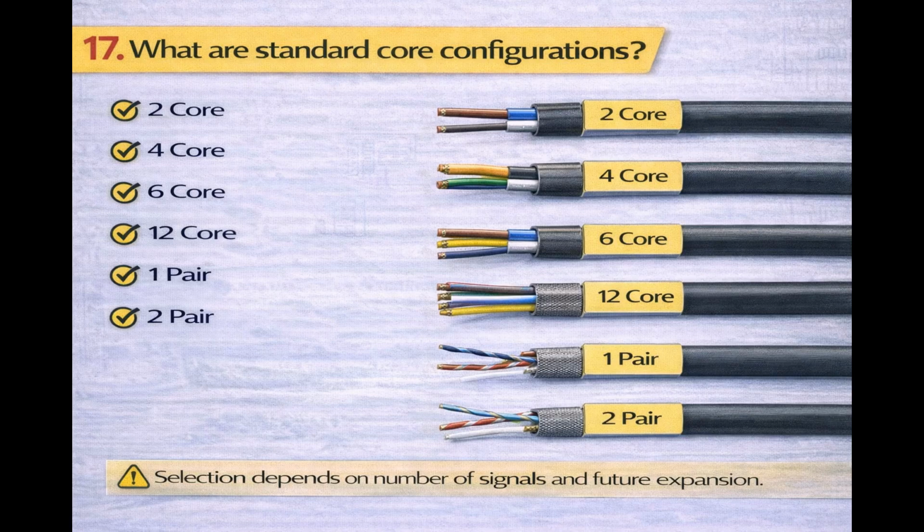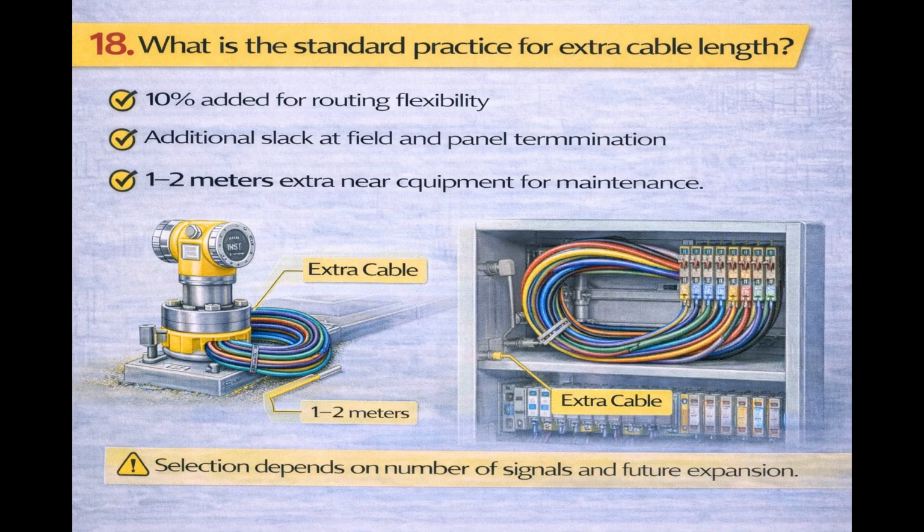What are standard core configurations? 2-core, 4-core, 6-core, 12-core, 1 pair, 2 pair. Selection depends on number of signals and future expansion. What is the standard practice for extra cable length? 10% added for routing flexibility, additional slack at field and panel termination, 1 to 2 meters extra near equipment for maintenance.